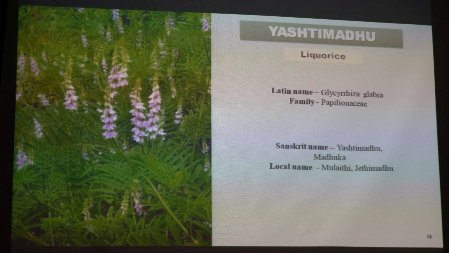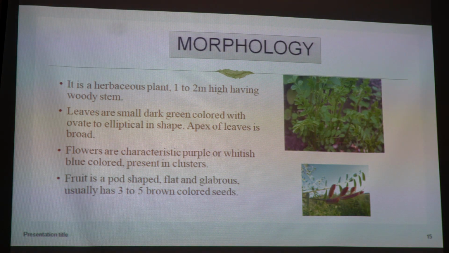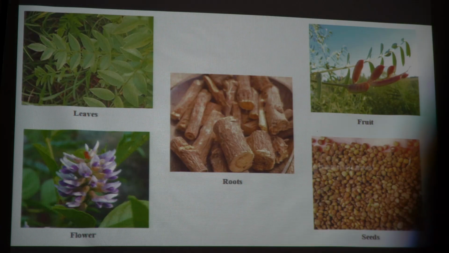It is widely used in the kitchen by our grandmothers and grandfathers. It is a herbaceous plant, 1 to 2 meters high, having a woody stem. Leaves are small, dark green colored, oval to elliptical in shape. Apex of leaves is broad. Flowers are characteristic purple or whitish blue colored, present in clusters. Fruit is pod shaped, long, flat, glabrous. Usually have 3 to 5 brown colored seeds.